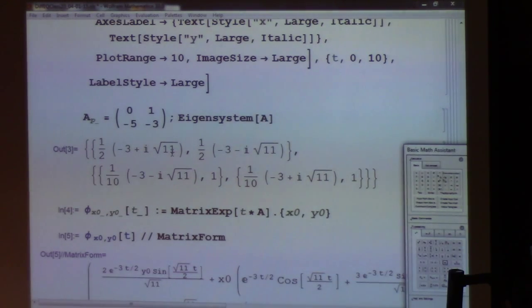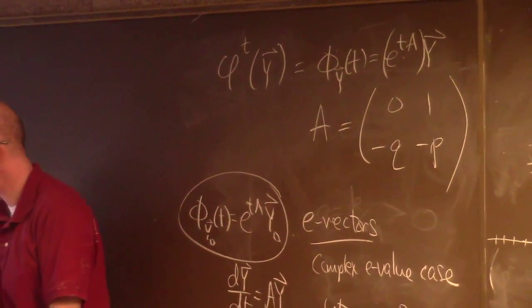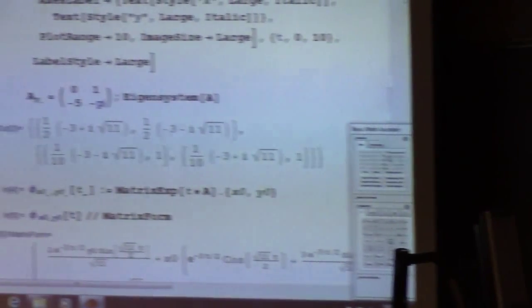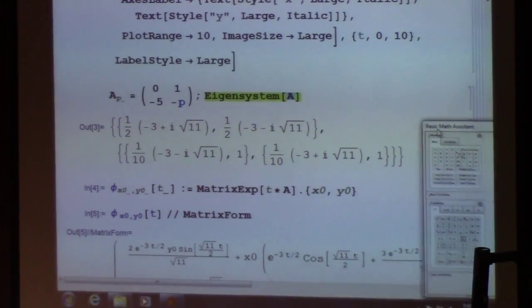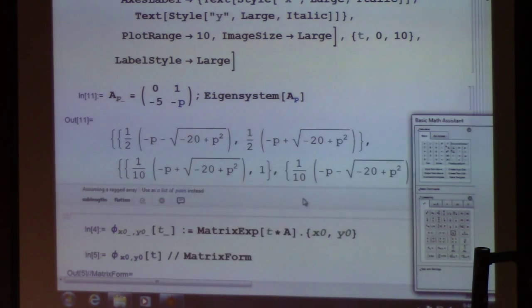And make the P a parameter here. It's there. I always have to be careful about this too, the order. So this -3, I'm going to make a negative P. Can I calculate the eigensystem for a general P? Probably, though it's not necessarily pleasant looking. But not too bad.